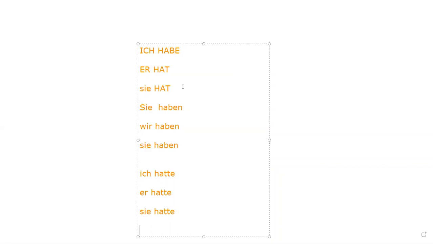Sie hatte means she had. Wir hatten means we had. Is it clear to you? Yes. Sie hatten means you had in terms of formal, because Sie we have in capital. Clear? And sie hatten, they had. Is it clear to you? Tell me yes or no.